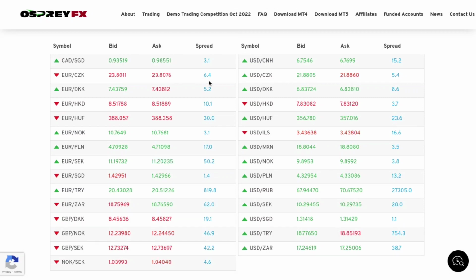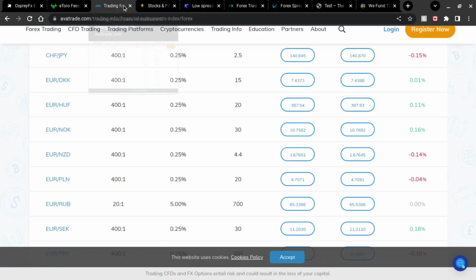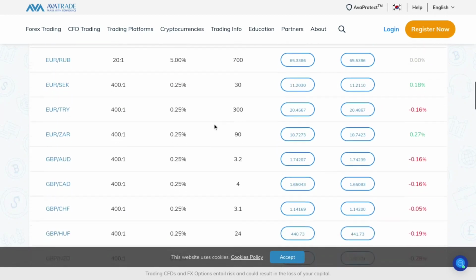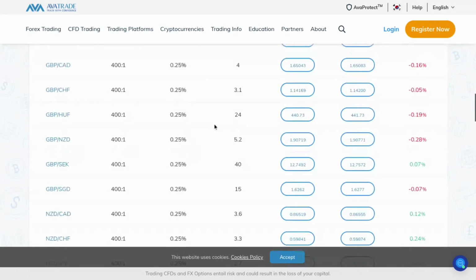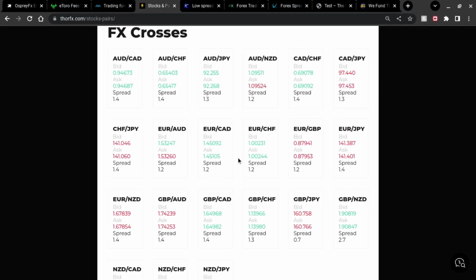3.2. So you can see this spread is a lot tighter so far. Osprey offers some pretty competitive spreads right off the bat, on the forefront. Some of the other ones are 40, so they're a bit on the higher side: Avatrade, as well as eToro.